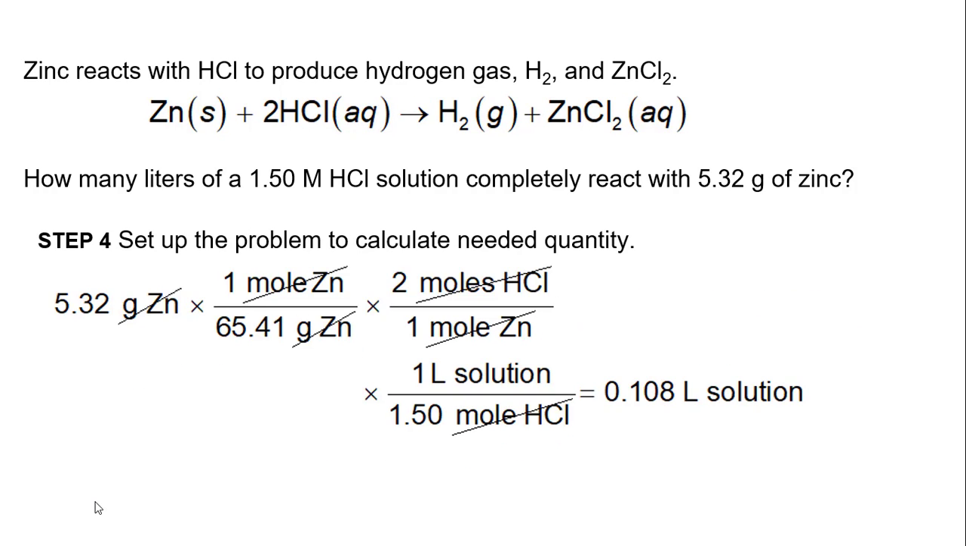Okay, so now we just set everything up. We have 5.32 grams of zinc. We use the molar mass of zinc. We use the ratio from the balanced equation, 1 mole of zinc over 2 moles of HCl. We ran out of room here, but now we use the molarity of HCl, and that gives us 0.108 liter of solution. So how many liters of a 1.50 molar HCl solution completely react with 5.32 grams of zinc? It is 0.108 liter of solution.